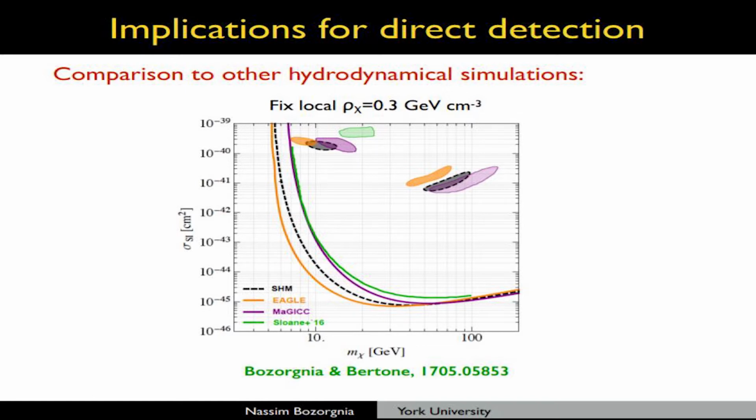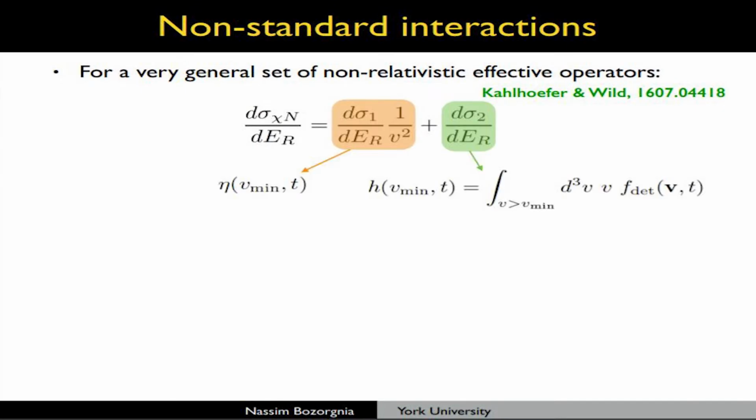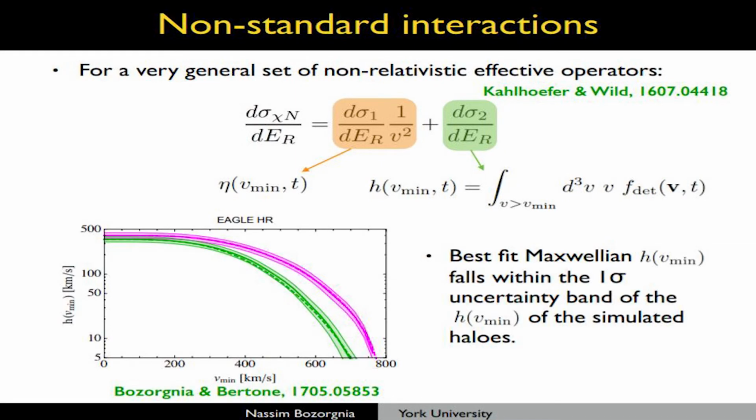How general are these results? What happens if you consider non-standard interactions? What I mentioned about the halo integral was only for when the cross-section had this 1/v² dependence. But for a very general set of non-relativistic effective operators, you can always write the cross-section as a linear combination of a term which has a 1/v² dependence and a term which doesn't have any velocity dependence. The first one gave rise to the usual halo integral which I showed you, and the second term gives rise to a different velocity integral.